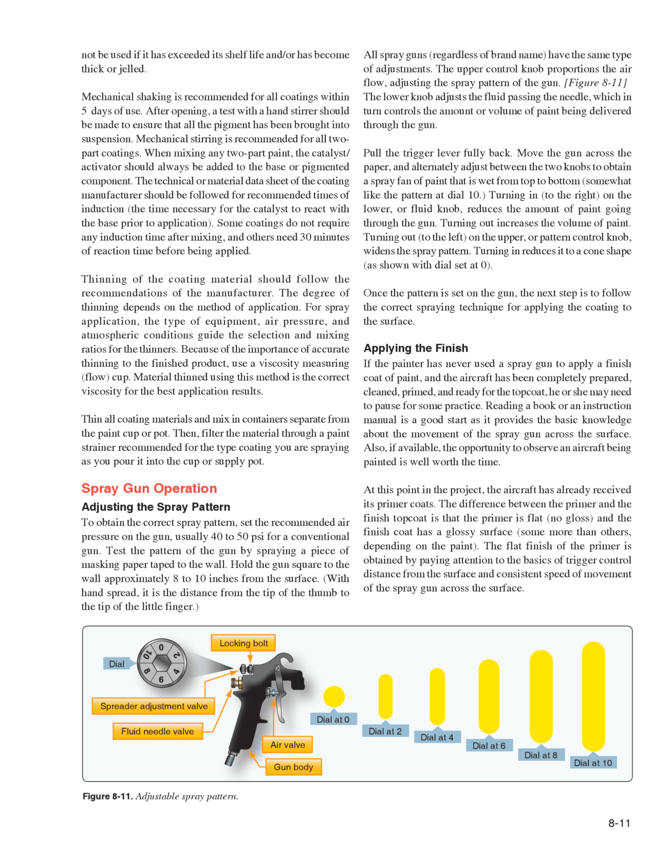Some coatings do not require any induction time after mixing, and others need 30 minutes of reaction time before being applied. Thinning of the coating material should follow the recommendations of the manufacturer. The degree of thinning depends on the method of application. For spray application, the type of equipment, air pressure, and atmospheric conditions guide the selection and mixing ratios for the thinners. Because of the importance of accurate thinning to the finished product, use a viscosity measuring flow cup. Material thinned using this method is the correct viscosity for the best application results.